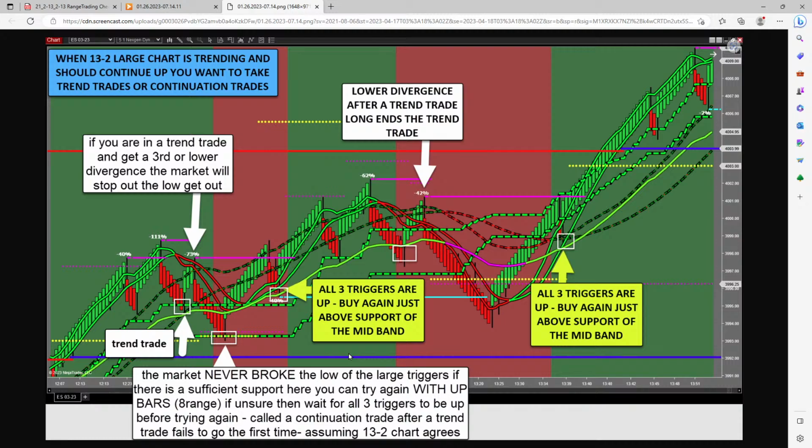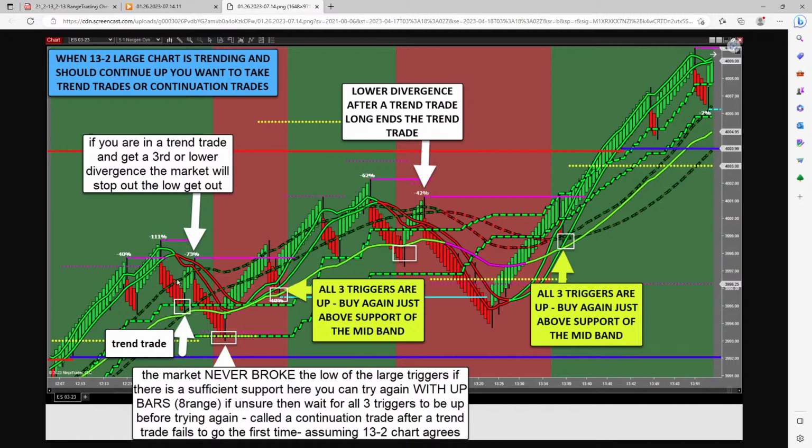Everybody familiar with this one? You guys have seen this one a lot, right? If you do a trend trade and you have a third divergence, you're getting out, and then obviously if the triggers roll over, you can always get back in again. Is everybody okay with this picture?